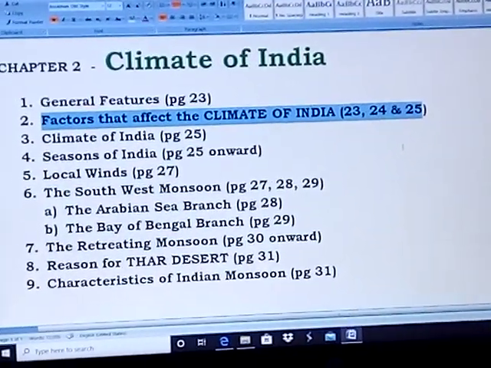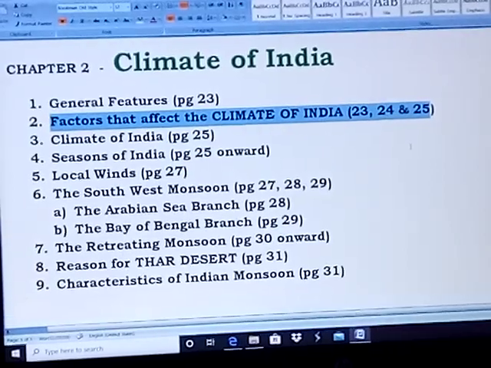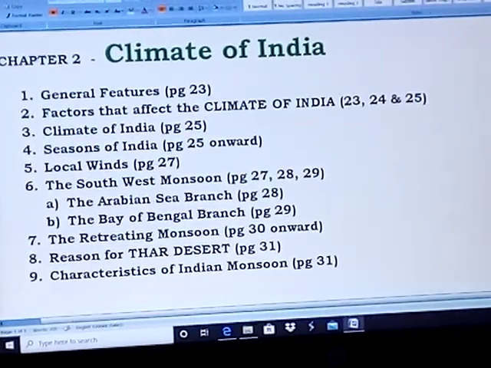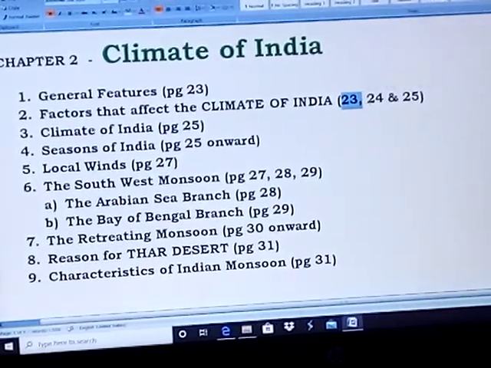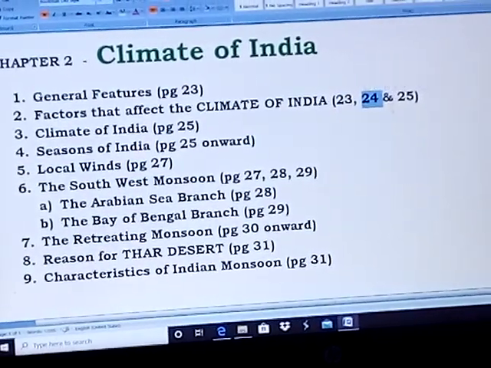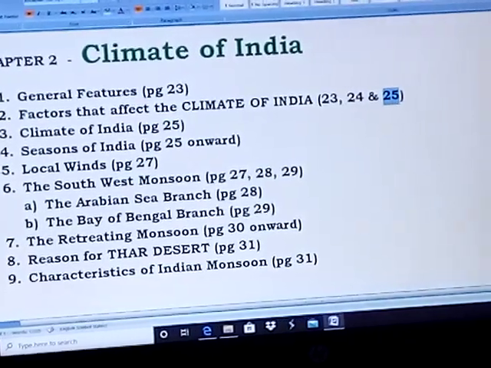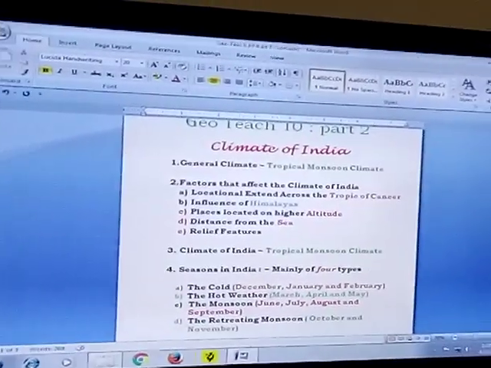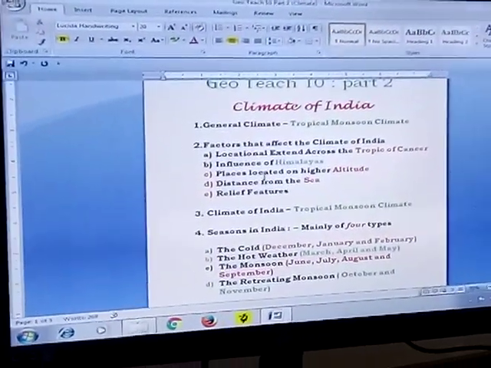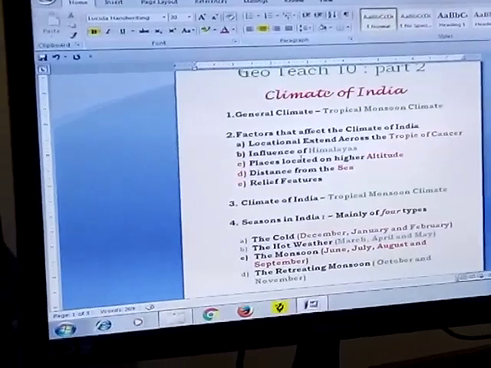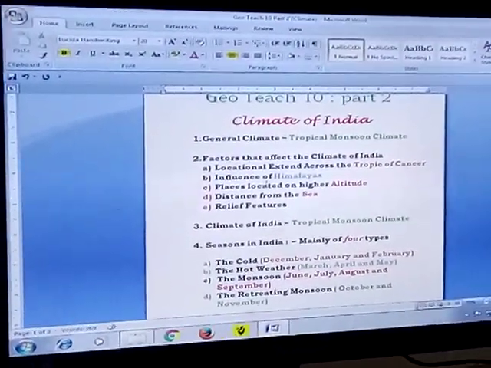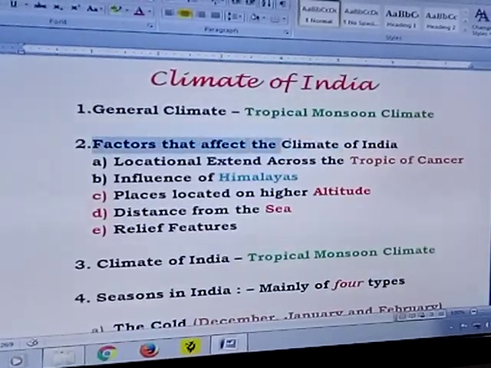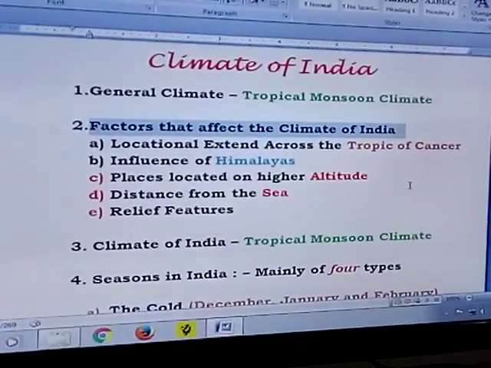Our second topic is the factors that affect the climate of India. You will find them on pages 23, 24 and 25. Again, this is of last year's book. Now, what are the general factors that affect the climate? So we are discussing the factors that affect the climate of India.